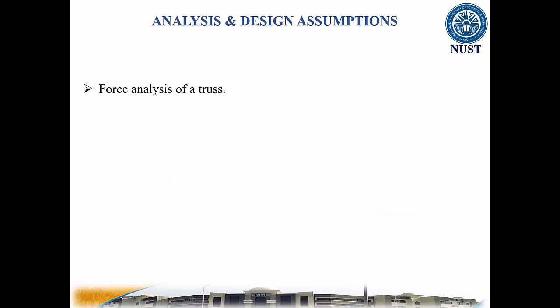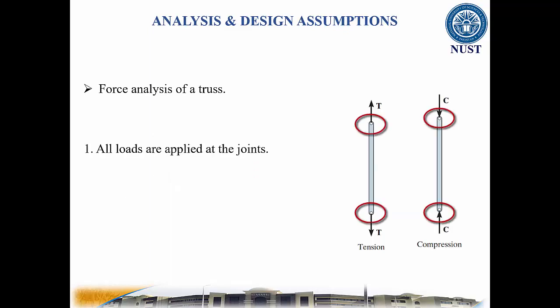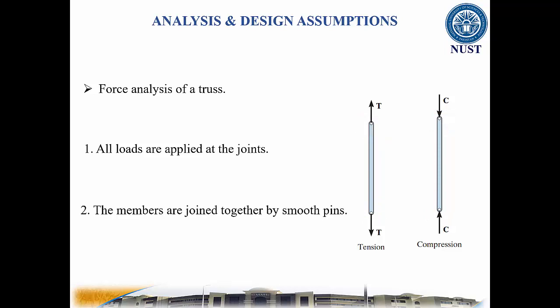When doing this, two assumptions are made. All loads are applied at the joints. The weight of a truss member is often neglected as it is usually small as compared to the forces supported by the truss members. The members are joined together by smooth pins. This assumption is satisfied in most practical cases where the joints are formed by bolting the ends together. With these two assumptions, the members act as two-force members. They are loaded in either tension or compression. Often compressive members are made thicker to prevent buckling.